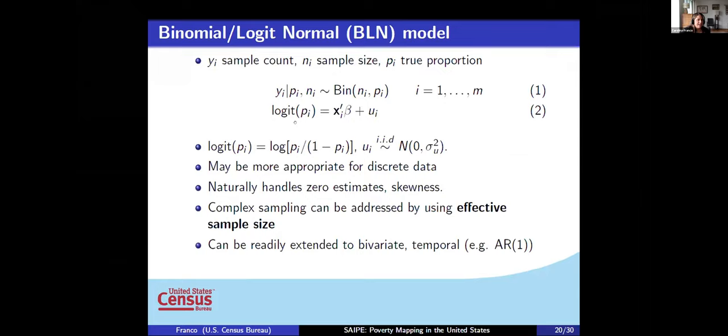And here I didn't say anything about the complex sampling design, but you can adjust this by using the effective sample size in place of the sample size here. So you can try to incorporate the complex sampling into this. And by the way, it is often important to do so. So that's something to think about when you're doing small area estimation. And this model can be readily extended to bivariate and temporal models. So for instance, we looked at AR1, AR5, et cetera.